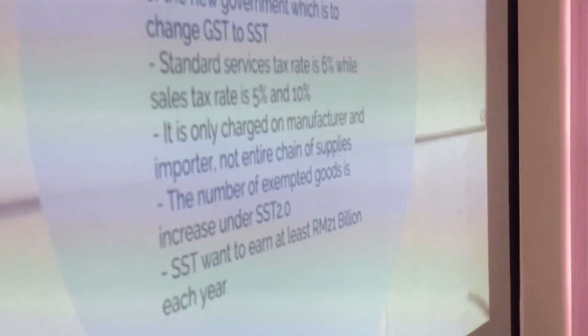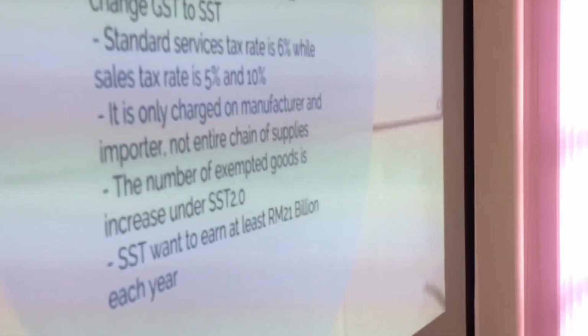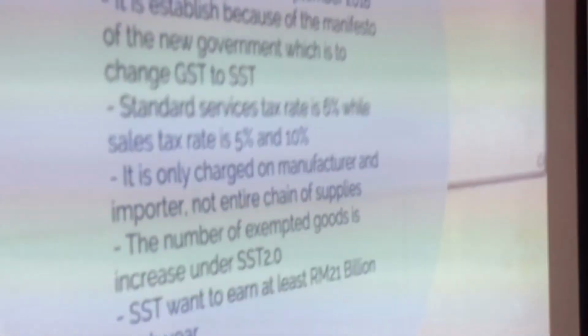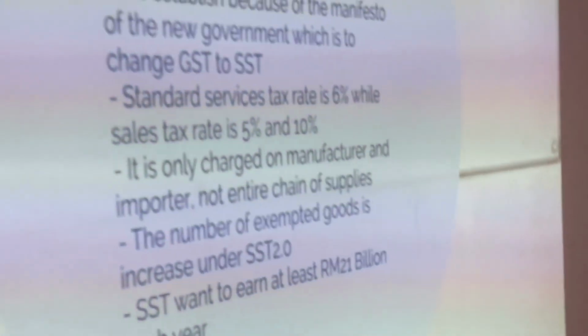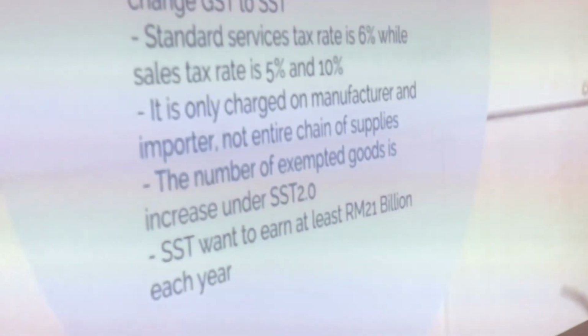The advantage of SST 2.0 is that the number of exempted goods is increased. The objective of SST is to earn at least 21 billion each year. So that is for Sales and Service Tax, the chronology of GST and SST. The next is the difference between GST and SST.